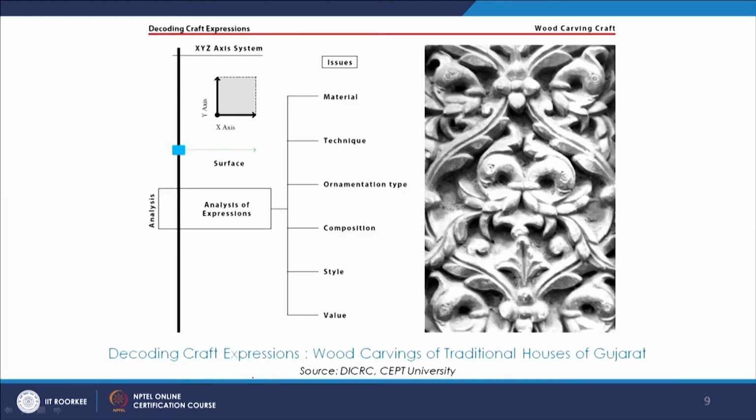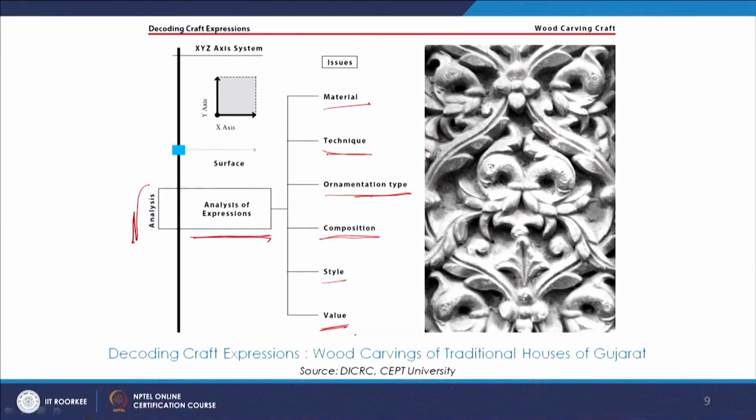Now this is on the XY axis, still talking about that, we are talking about analysis, and then analysis of expressions which is further classified. They could be studied through material, by understanding the technique, what is the type of the ornamentation that we see, composition, the style and the value, and somewhere down the slides we are going to understand these.